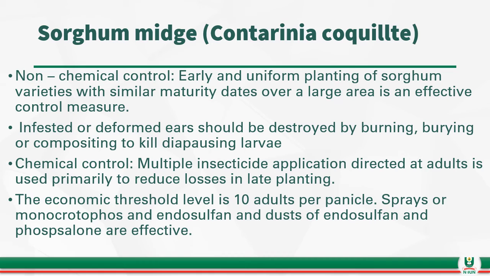And the economic threshold level is 10 adults per panicle. So once you go around your field, you count and you see 10 adults on the field, you spray. And what you spray is the monocrotophos, dust and phosalone. These ones are very effective for the control of this sorghum midge.